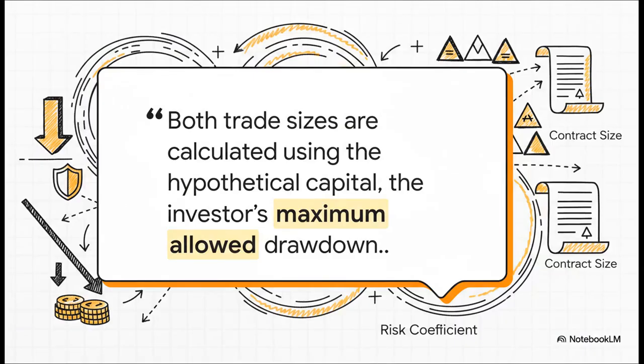So you might be wondering, how is the position size figured out? Well, the documentation is very clear and includes a mandatory statement explaining it. It says, and I'm quoting here, both trade sizes are calculated using the hypothetical capital, the investor's maximum allowed drawdown, the third triangle domain percentage, the risk coefficient, and the contract size.